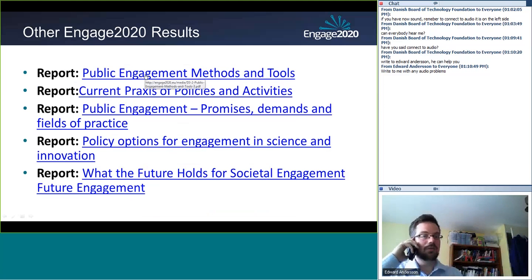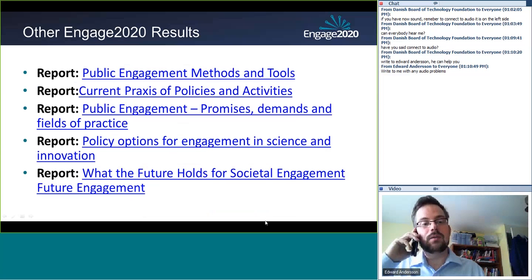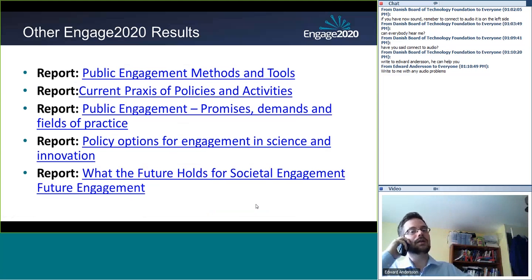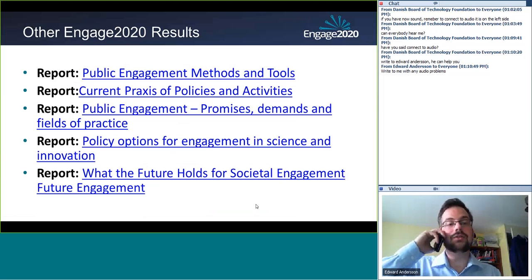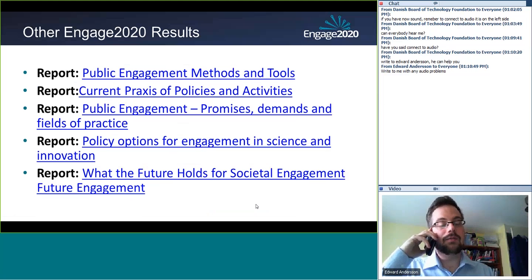We've done a number of reports. We've done the report on methods and tools, which has led directly to the Action Catalogue. There's a really good report on the current praxis of policies and activities, and that's great for those of you who are responsible for research policies or leaders at universities. What can I do? What can my institution do to support engagement more broadly? There's a very good theoretical overview, promises, demands, and fields of practice when it comes to public engagement.